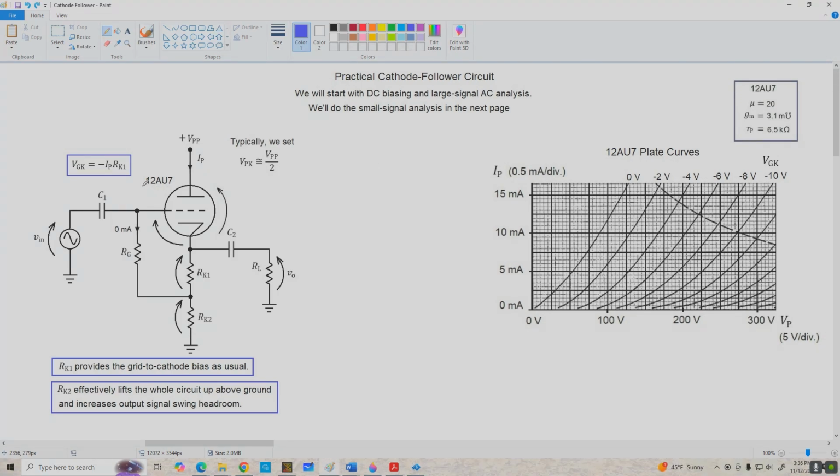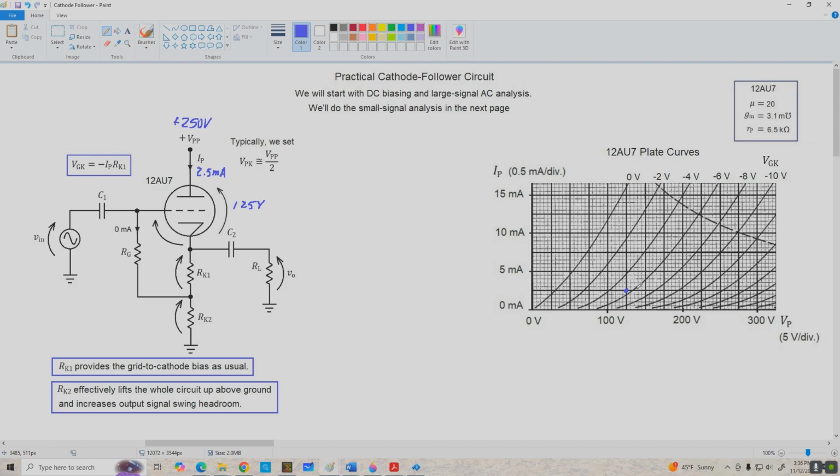So coming over to the circuit, we're going to use a 12AU7 this time, and let's set our supply rail to 250 volts. And let's pick a Q point. We'll shoot for VPK equals VPP over 2, so that's 125 volts. And let's set our plate current for 2.5 milliamps. So we'll locate this Q point, 125 volts and 2.5 milliamps. That would be right here.